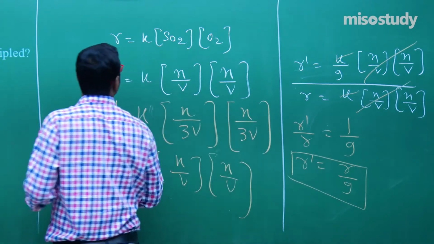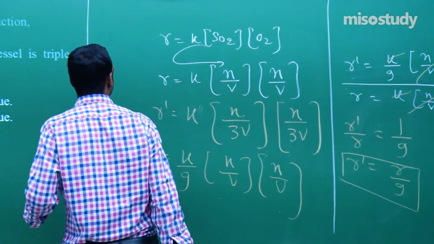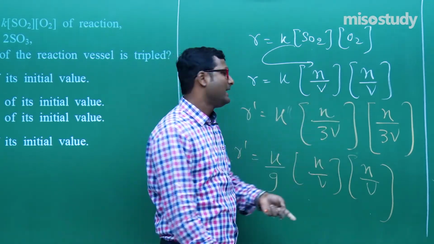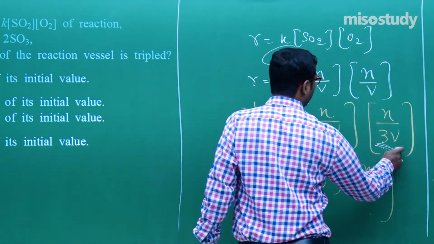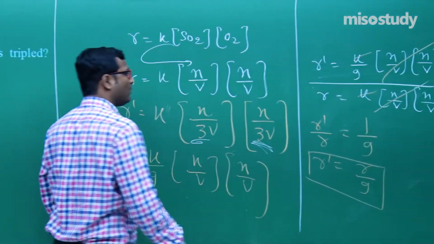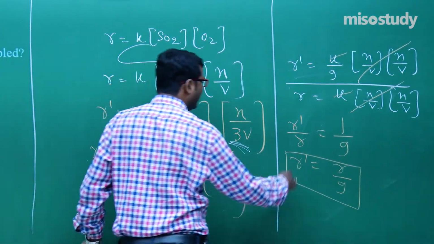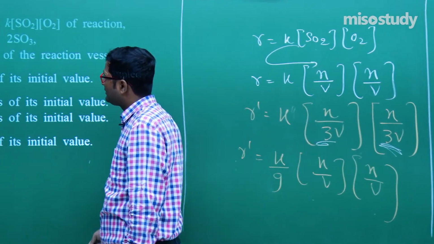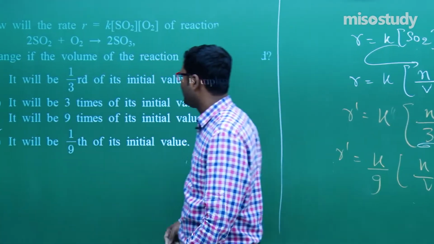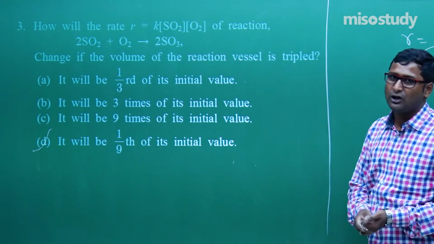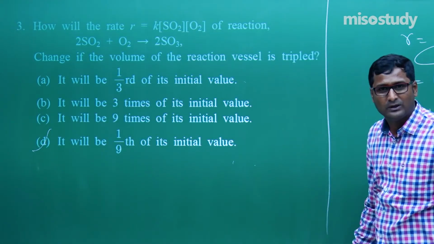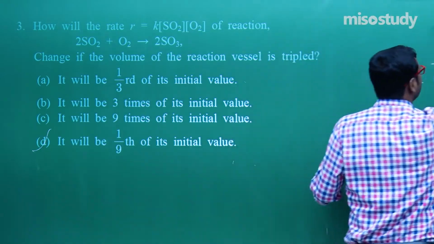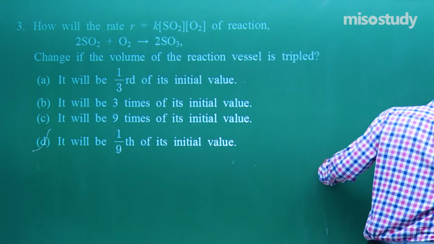Check it out, because we know this one is concentration. Concentration is number of moles upon volume of solution in liters. Here the volume is multiplied by 3. So R dash upon R is equal to 1 upon 9, and R dash is equal to R upon 9. So for question number 3, D is the correct option. It will be 1 upon 9 of its initial value. Clear? Now friend, I am going to rub this part and we'll discuss the next one. Wait for a moment.